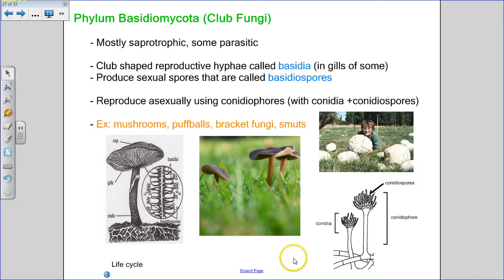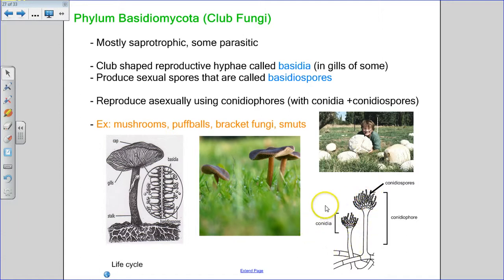They will also reproduce asexually, so they only use the sexual spores when conditions are unfavorable, but they also reproduce asexually using conidiophores. These are the conidiophores. The conidiophores almost look like a broom. Instead of having a ball at the top, they have these longer thread-like parts with spores in them. So instead of a sporangiophore, it's a conidiophore. At the end, it's conidia instead of a sporangium or sporangia, and the spores are conidiospores. Those are the asexual structures.